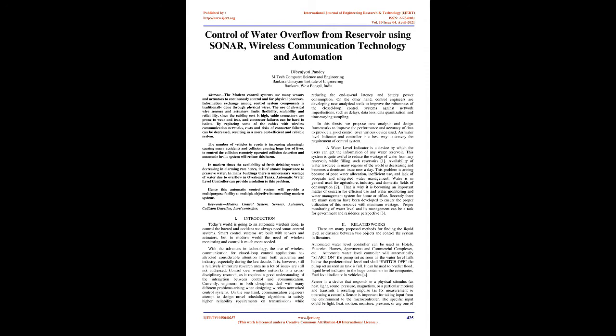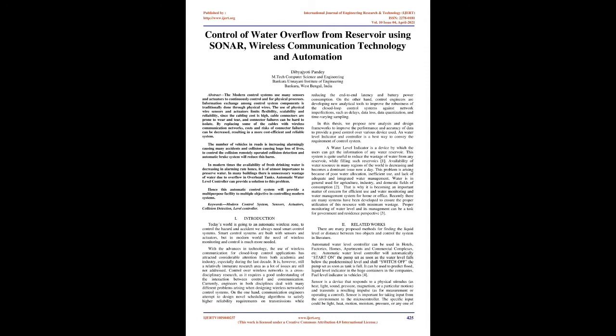It is, however, still a relatively immature research area, as a lot of issues are still not addressed. Control over wireless networks is cross-disciplinary research, as it requires a good understanding of the interaction between control and communication. Currently, engineers in both disciplines deal with many different problems arising when designing wireless networked control systems. On the one hand, communication engineers attempt to design novel scheduling algorithms to satisfy higher reliability requirements on transmissions while reducing the end-to-end latency and battery power consumption.